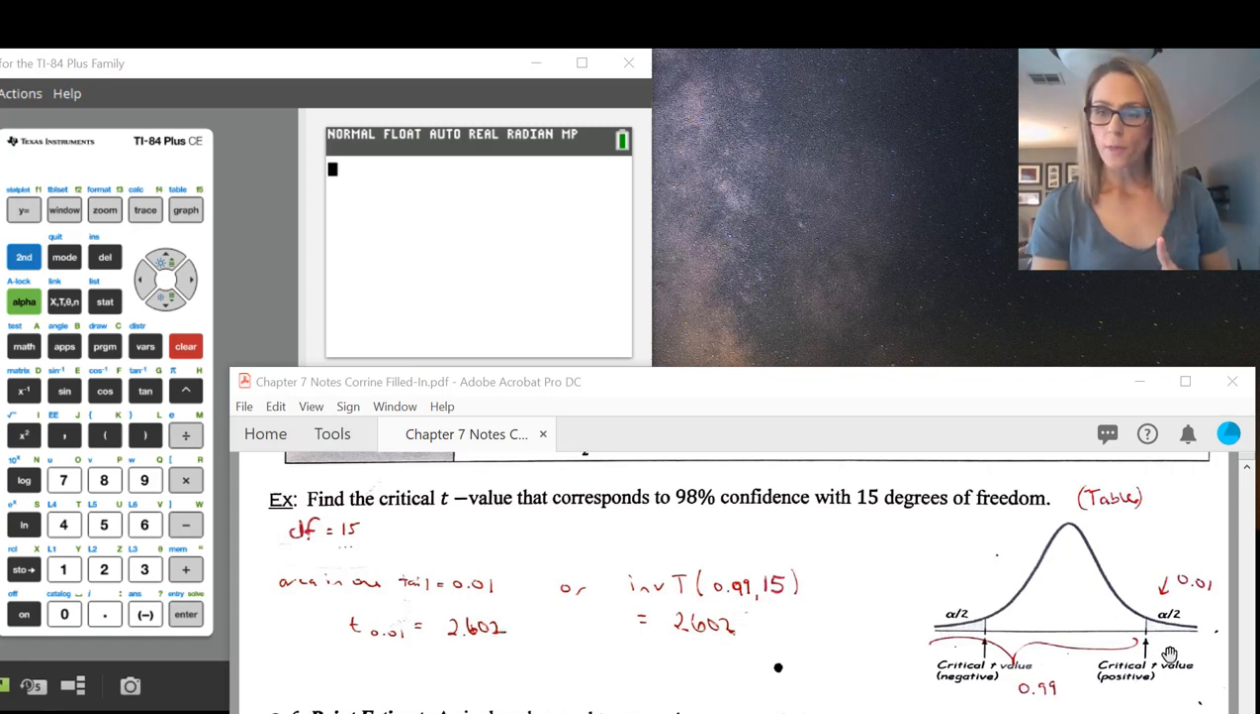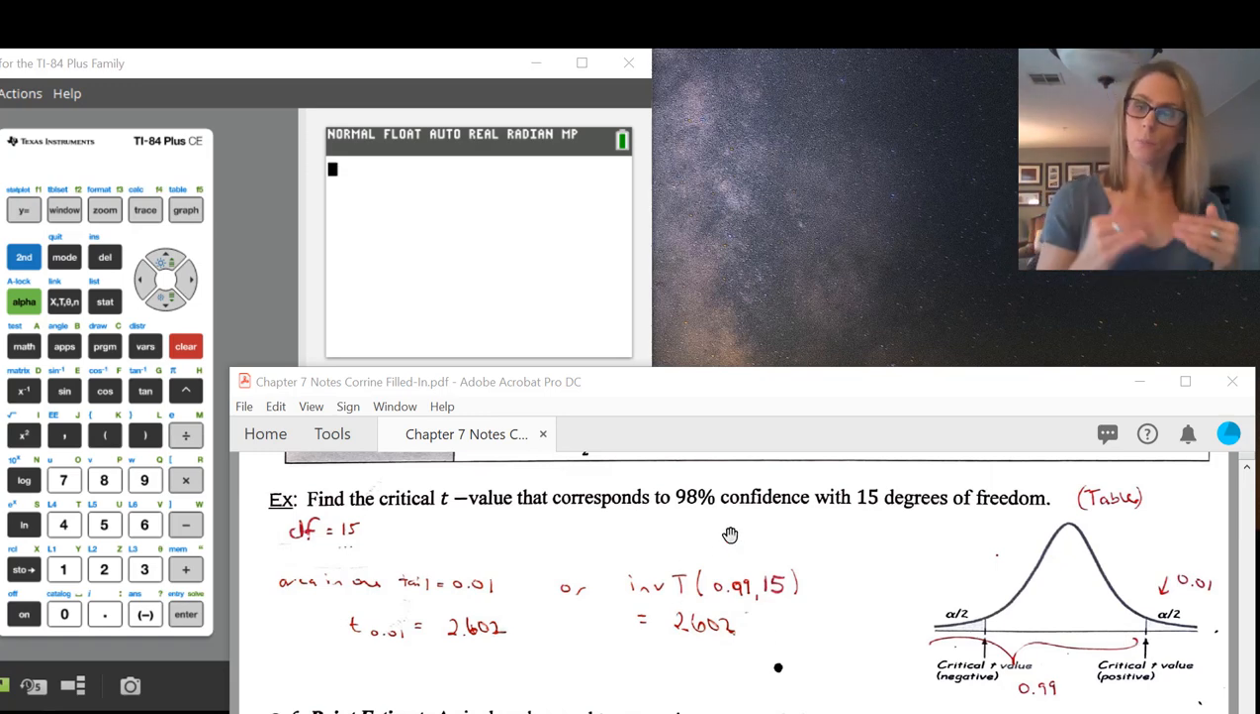But this is the value that we want. So when we're being told critical t-value, that should be a positive value. So that's right here. And so what's really important to understand is since we have 0.01 in each tail, that means that to the left of this value is 0.99. So it's 0.99 area to the left, all of this to the left of the critical t-value. So within the INVT, we want to put area to the left, which is 0.99, and 15 is our degrees of freedom.